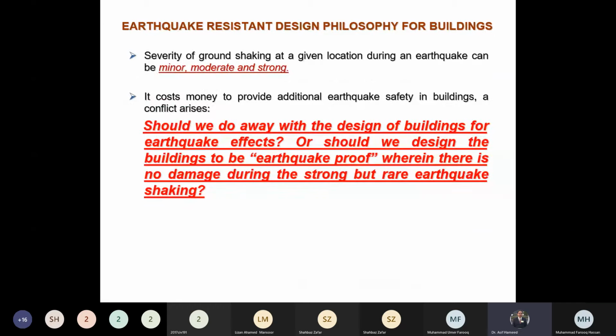Then, what should be the design philosophy for the design of the earthquake? Should we do away with the design of the buildings for the earthquake effect, and design the structure only for the gravity loads? We don't consider the earthquake loading. This is one extreme. The other extreme is we can make our structures earthquake proof, designing them for the severe earthquake. Either you forego the earthquake loads altogether, or you make your structures earthquake proof. So these are the two extremes.